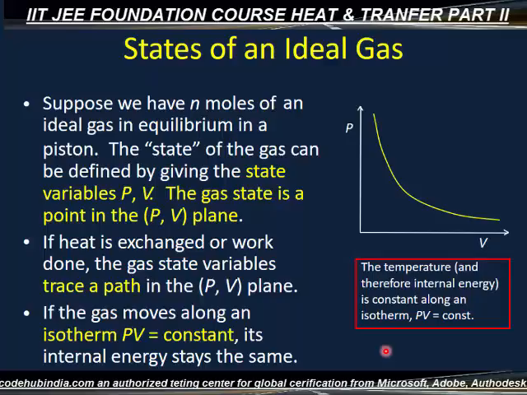That is a state variable, the trace of the path on the PV curve, how the thing will go. This curve name is isothermal. If you put the values of P and V on a test lab, the values will automatically join into a line. It looks like this isothermal curve, as PV equals constant.